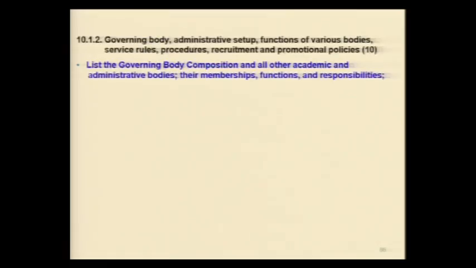Second is governing body, administrative setup, functioning of various bodies, service rules, procedure, recruitment, promotional policies. We also need to understand one thing, these marks should only be seen as indicative marks. Somebody asked this question that, for example, if you don't have any faculty, you get 0 marks in that. So still I have 800 marks, and if I score 600 out of 800, will my program be accredited? But then all parameters are interconnected. So we have to look at marks, because weightages have to be given, that's why marks are given.